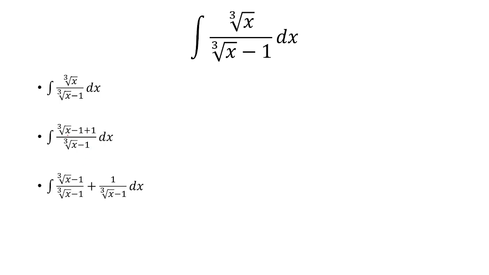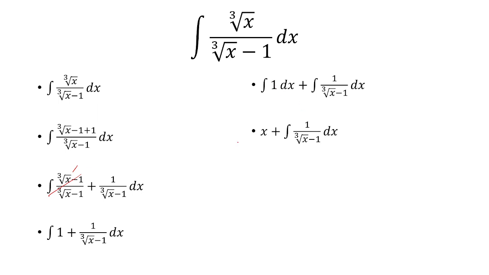The first fraction is going to be the cube root of x minus 1 over the cube root of x minus 1. And then the second fraction is just 1 over the cube root of x minus 1. Now the reason I did this is because now this cancels and you're just left with 1. So it's 1 plus 1 over the cube root of x minus 1. I can split this up into 2 separate integrals. The antiderivative of 1 is just x. And now I just need to focus on 1 over cube root of x minus 1.